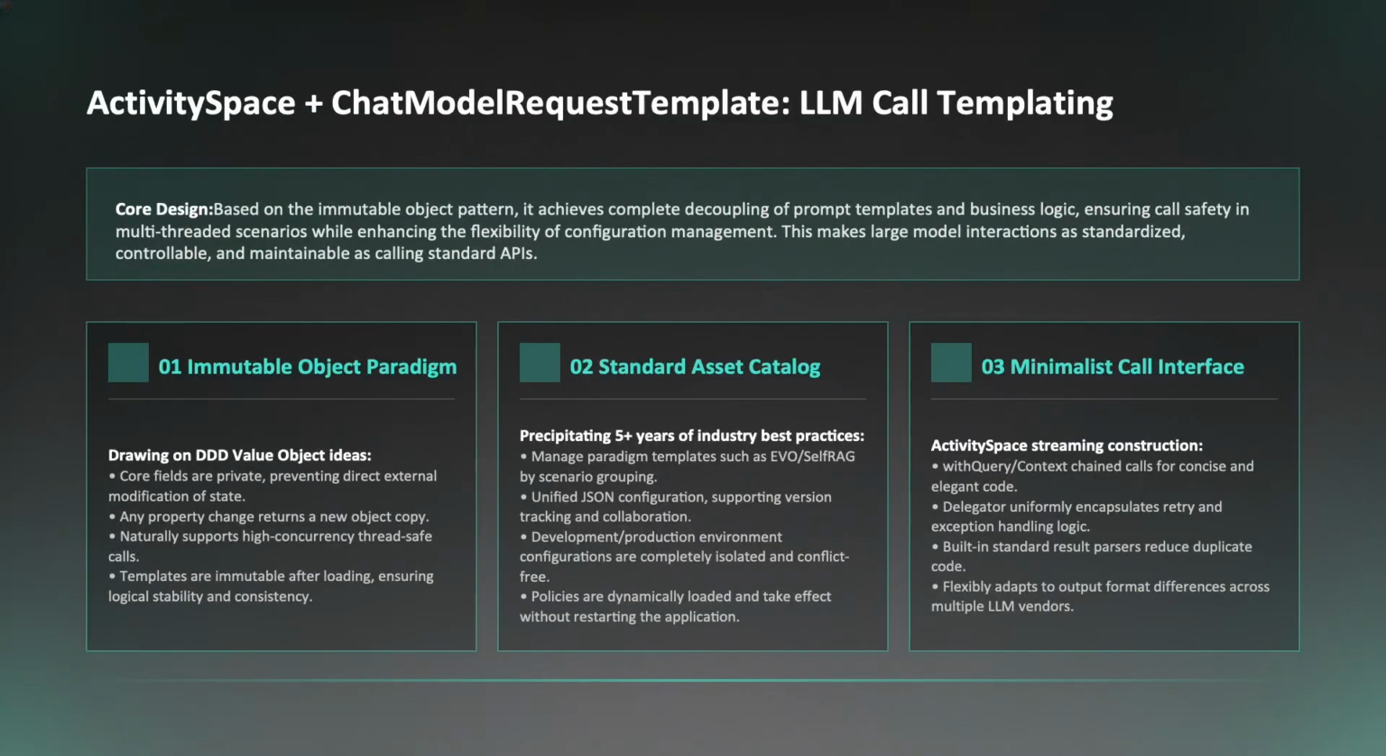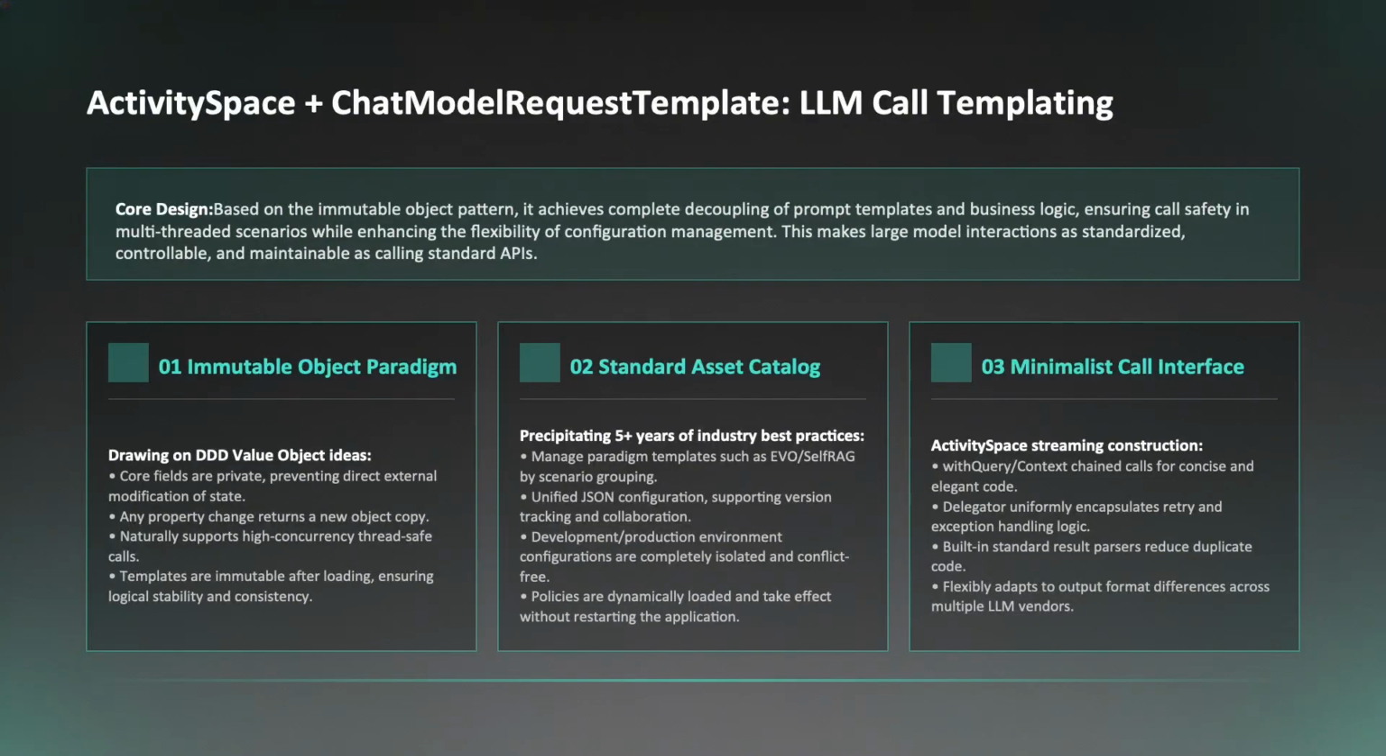First, our immutable object paradigm draws on DDD value object design. All core fields are private, blocking external direct modification of object state. Any attribute update returns a brand new object copy, instead of mutating the original. The template object becomes read-only after loading, guaranteeing consistent logic across all requests.